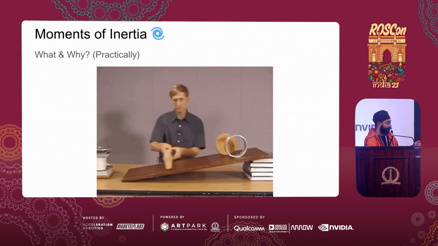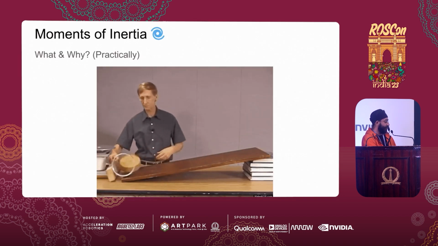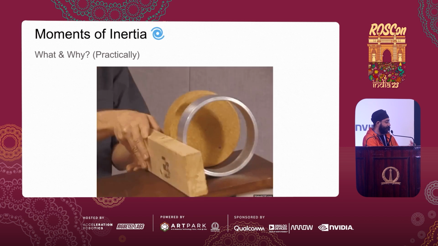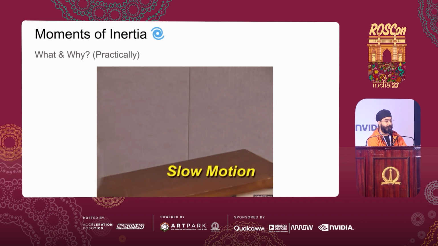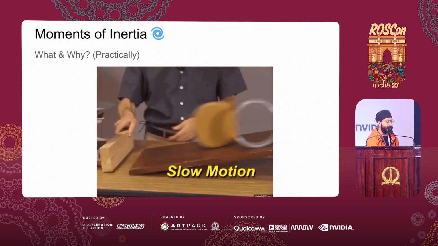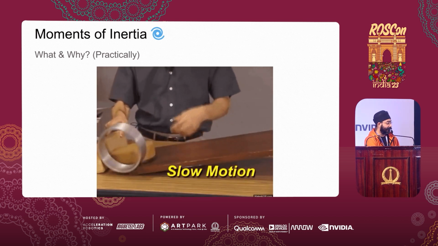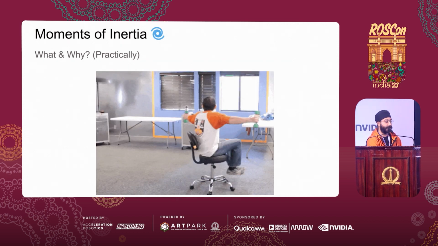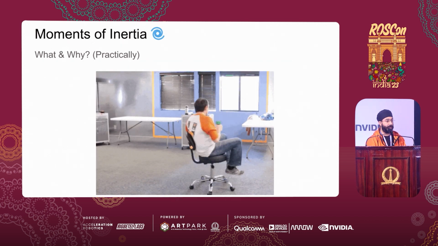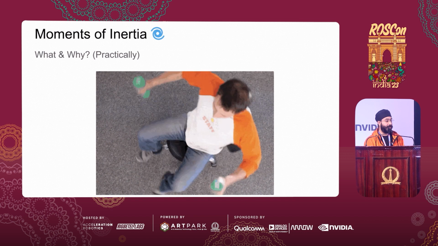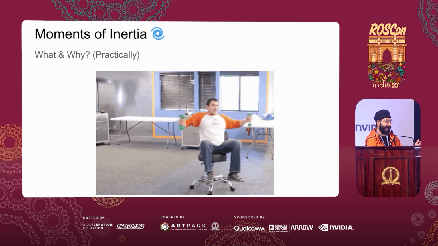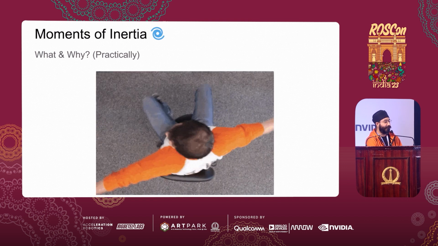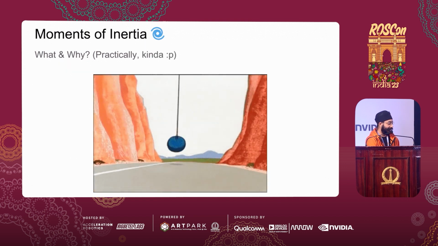Let's see. For example, in this GIF here, you can see moment of inertia is what causes the hollow disk to reach the end of the inclined plane later than the solid disk. Another practical example would be this scenario where the person speeds up with folded hands and slows down with the hands widespread.